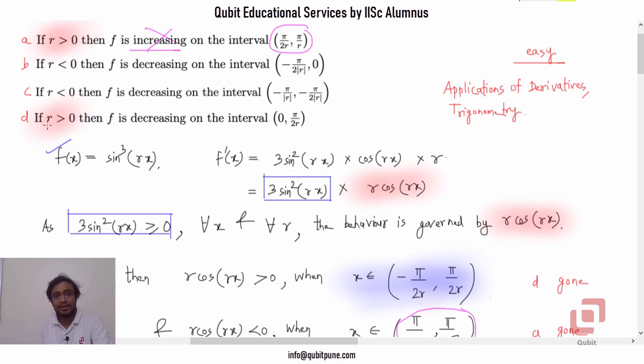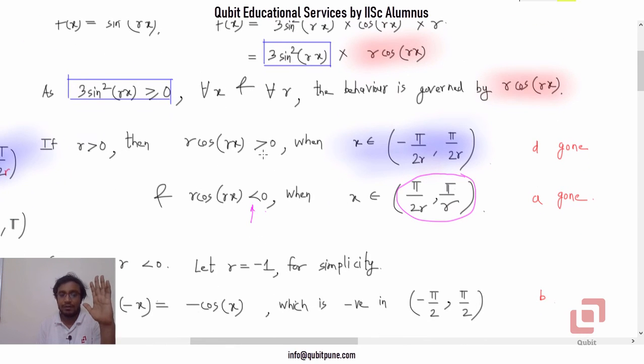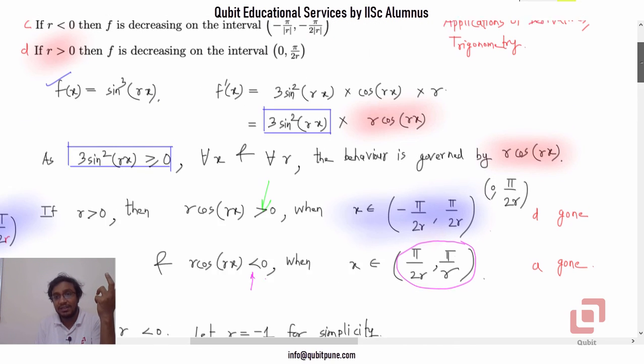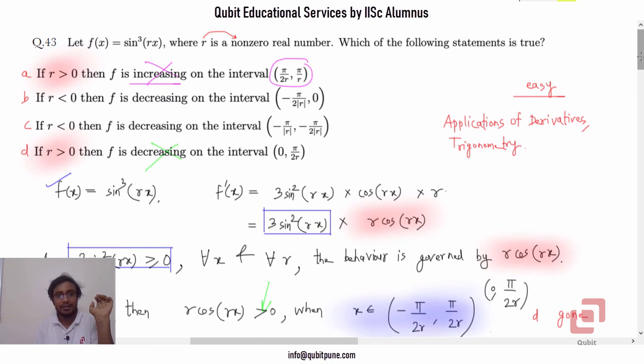What about D? D says if r is positive, then f is decreasing on the interval 0 to pi by 2r. What we have got is that when x belongs to negative pi by 2r to positive pi by 2r, which automatically covers the smaller interval 0 to pi by 2r, the derivative is positive. What does it mean? It means that the function increases. They are saying the function decreases. Wrong. So we have successfully eliminated the options A and D.